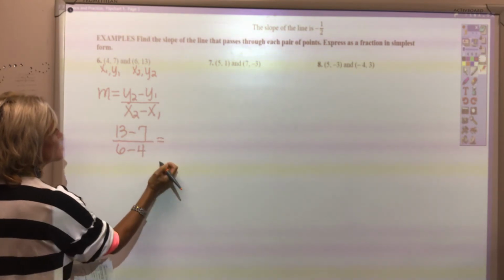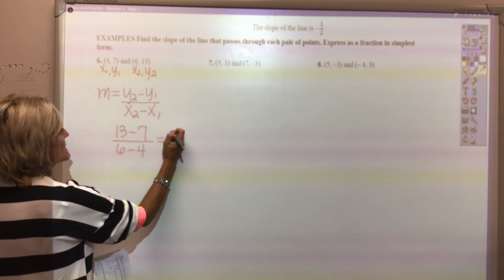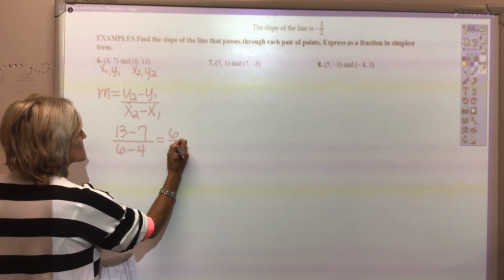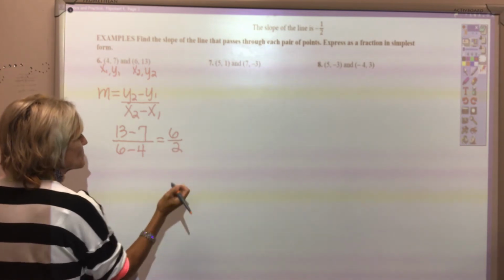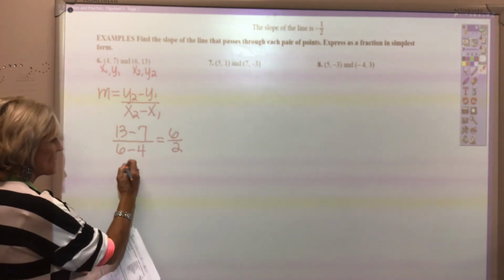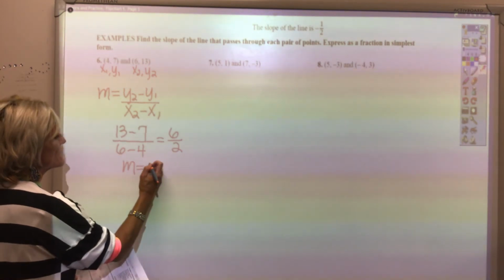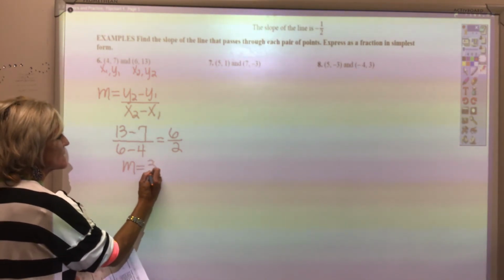This will give us 13 minus 7 will give us 6. 6 minus 4 will give us 2. We want to simplify if we can. So our slope, m, of the line containing these 2 points is 3.